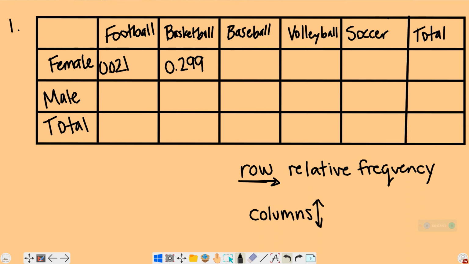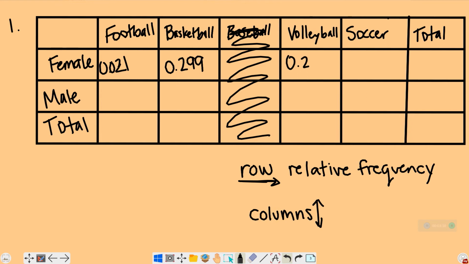No, there is no baseball number. It should be volleyball. I have an extra column in here. The volleyball number, 28, divided by 97. 28 divided by 97 is 0.289. Then the soccer number, 0.392.